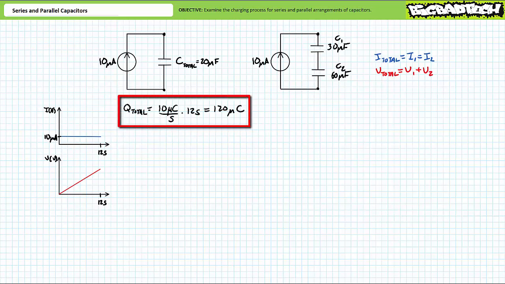Given a continuous charge transfer of 10 microamps, or 10 microcoulombs per second, for a period of 12 seconds, we've ultimately transferred 10 microamps times 12 seconds, or 120 microcoulombs of charge into our series arrangement.